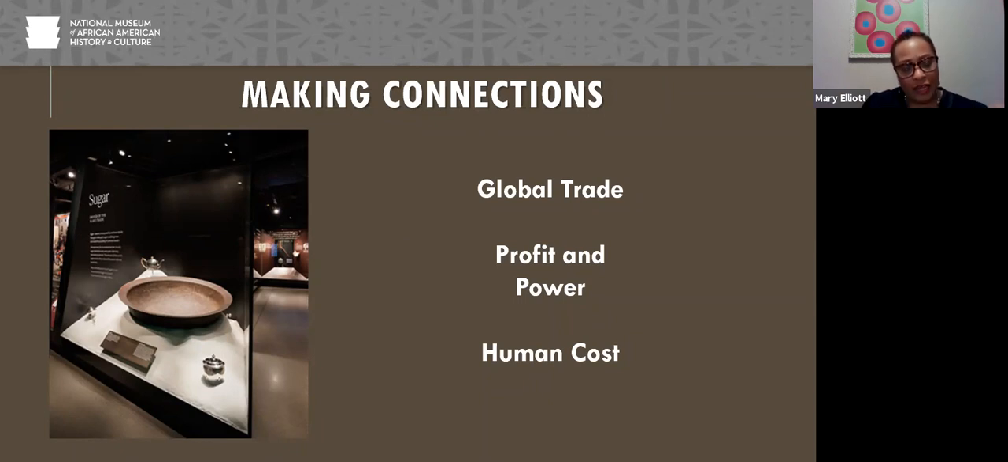But as you read the label, you find out all of these different statistics that talk about the cost that went into producing the sugar on these plantation sites in the Western Atlantic world, including the fact that enslaved people who worked in sugar plantations had a 7-year life expectancy.